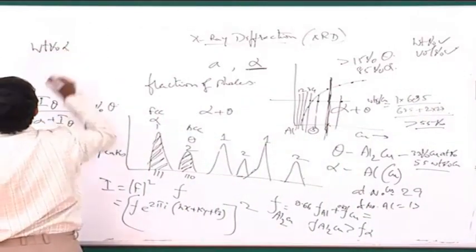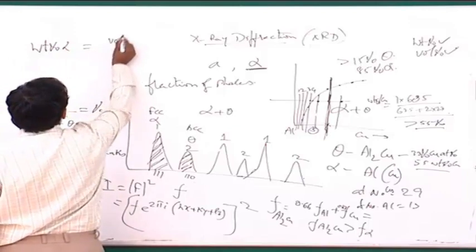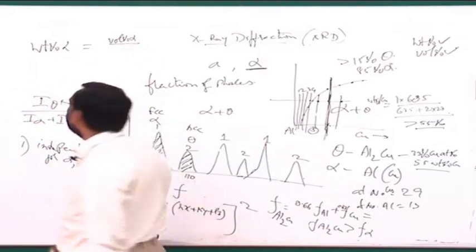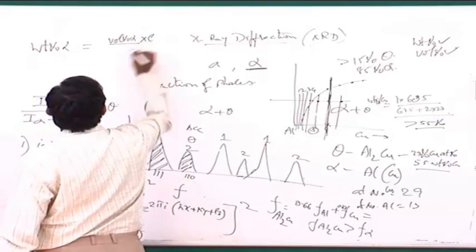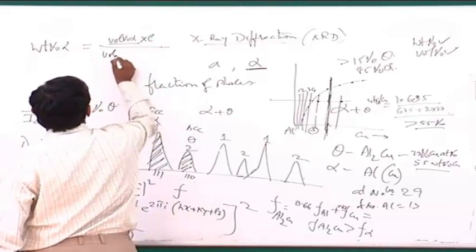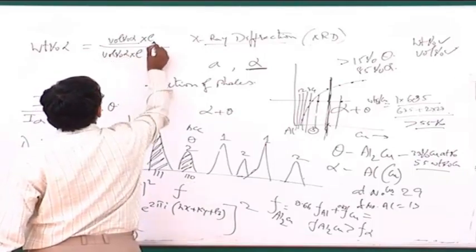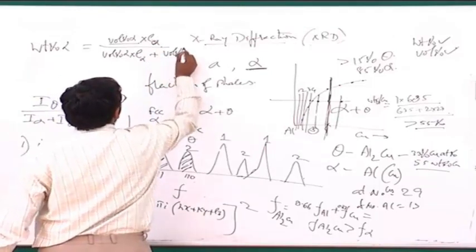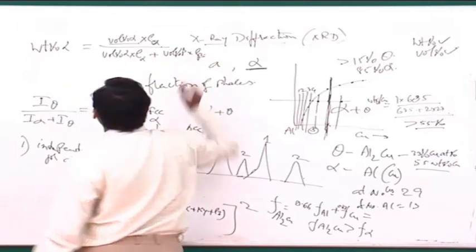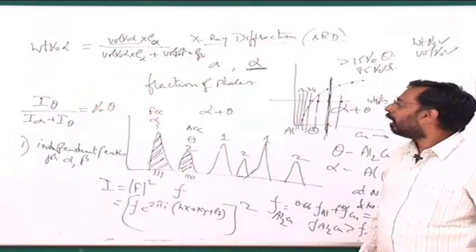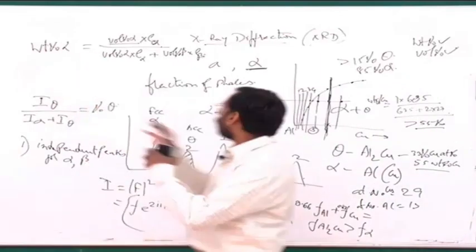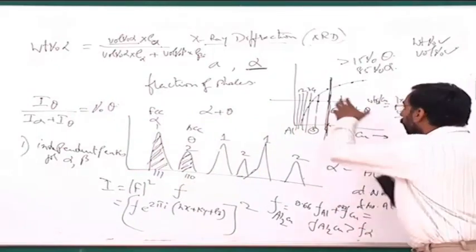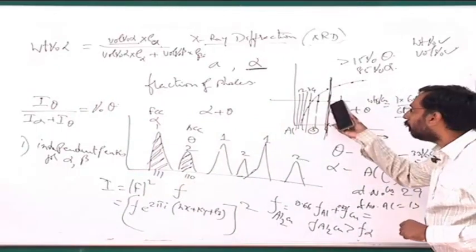weight percent of alpha is equal to volume percent of alpha, which I can find out from the microstructure, let us say, multiplied by the density of alpha, divided by volume percent of alpha multiplied by the density of alpha plus volume percentage of beta multiplied by the density of beta. If I do this, I can find out the weight percent, and that is what I should compare with my microstructure and with what I see in the phase diagram.